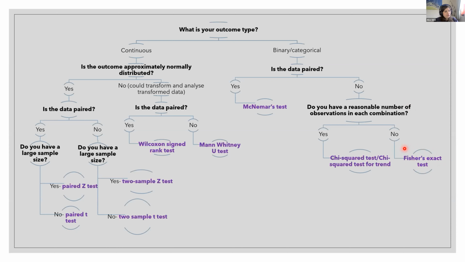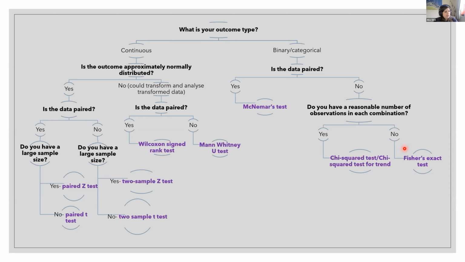If you don't have an issue with that, so if you have a reasonable number of observations for each of the cells, then you can be thinking about your chi-squared test. And if you're looking at an outcome that has a trend, so it has certain levels, and you're happy with that assumption, then you can actually expand that to the chi-squared test for trend, which will allow you to use that assumption of going through the categories there.